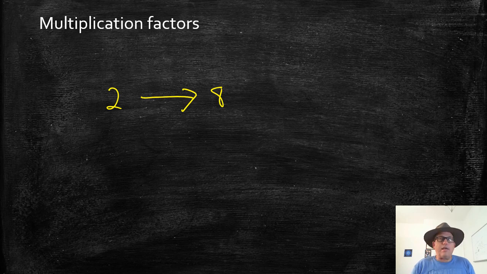Okay, multiplication factors. 2 to 8. I want to change 2 into 8 by multiplying. So again, we know our times tables. 2 times what's 8? Obviously, 2 times 4 is 8. So that's my multiplication factor, right? Sometimes we use the letter K for multiplication factor. My multiplication factor is 4.